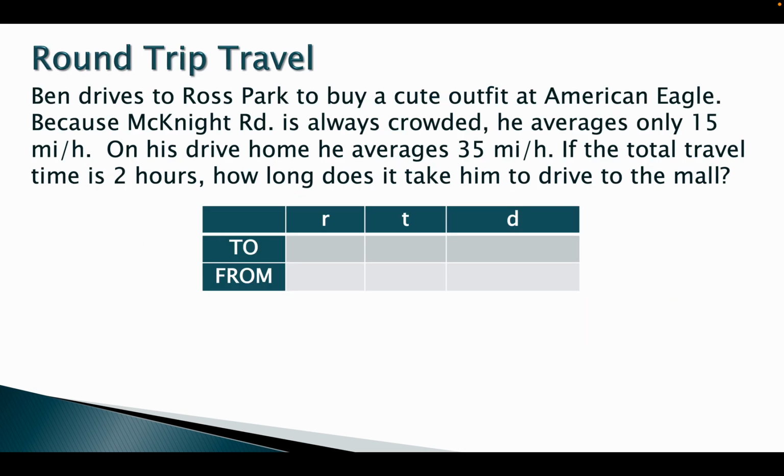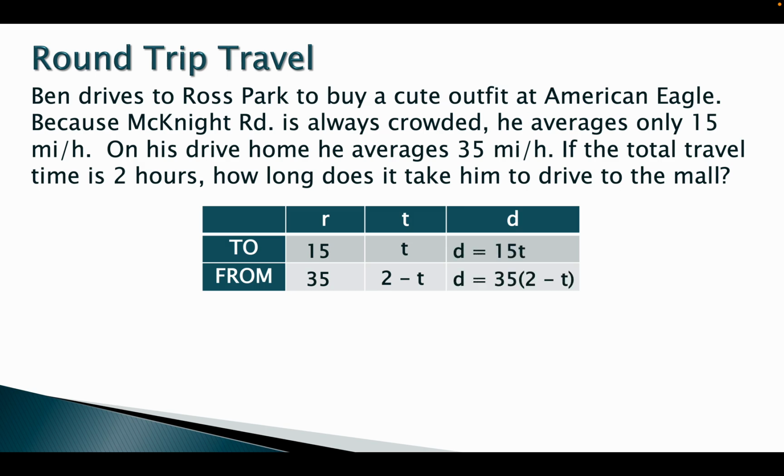Let's take a look at another example. Pause again if you need to read it first. We know the speeds to and from Ross Park Mall. And what we don't know is how long it takes him to drive to the mall, because that's what the question is asking. So we're going to use t for the time to the mall. For our time back home from the mall, we now know that it took us 2 total hours to get to and from the mall. So if t is the number of hours it took us to get to the mall, the number of hours it takes us to get back would be 2 minus t.